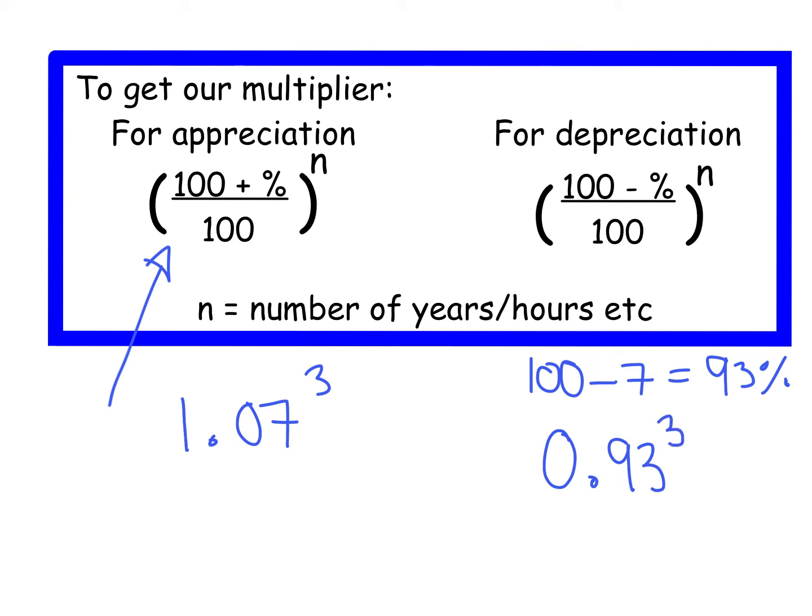So this here is a difference. This one is up by 7%. This one is down by 7%. So all appreciation questions will be getting multiplied by 1 point something, and all depreciation ones will be 0 point something, because for something to go down in value, you have to be timesing it by something less than 1. So I'm going to show you some examples of this in action and let's actually try them out.